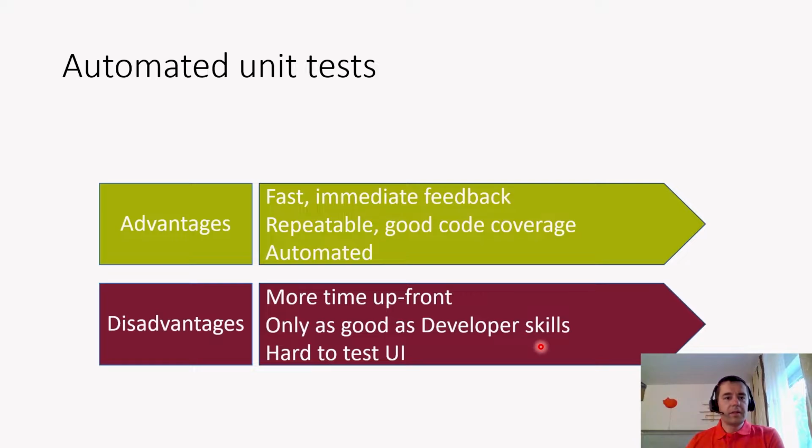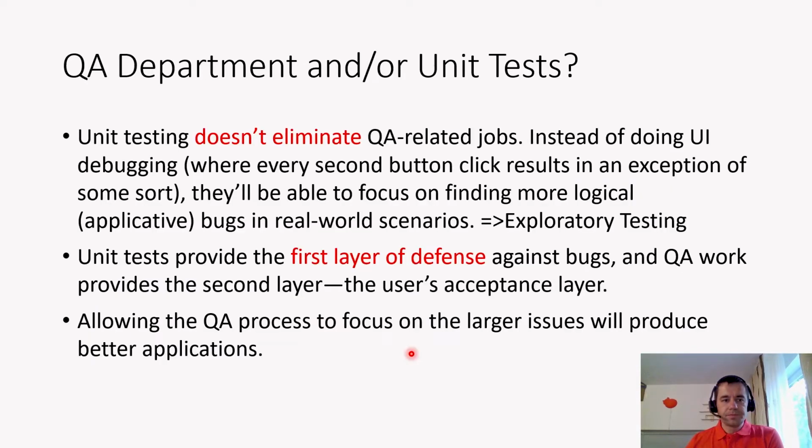On the other hand, the automated unit tests: the advantages are they are fast, they give us immediate feedback. They are repeatable, you get good code coverage, and they are fully automated. The disadvantages are that the time upfront is much higher. They are only as good as the developer skills of those who write them, and it's harder to test the user interface.